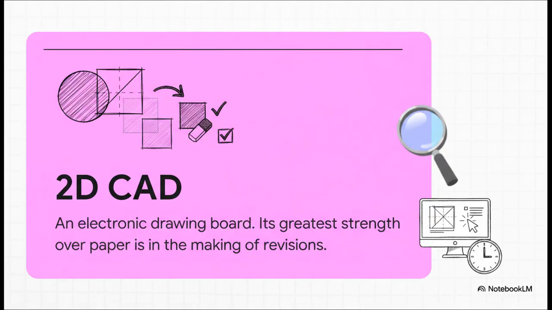And then, the first big revolution: 2D CAD. You can pretty much think of it as an electronic drawing board. All of a sudden, you could draw perfectly precise lines and circles right inside a computer. And its biggest strength? Making changes. A mistake that used to mean starting the entire drawing over could now be fixed with just a few clicks. It saved an unbelievable amount of time.